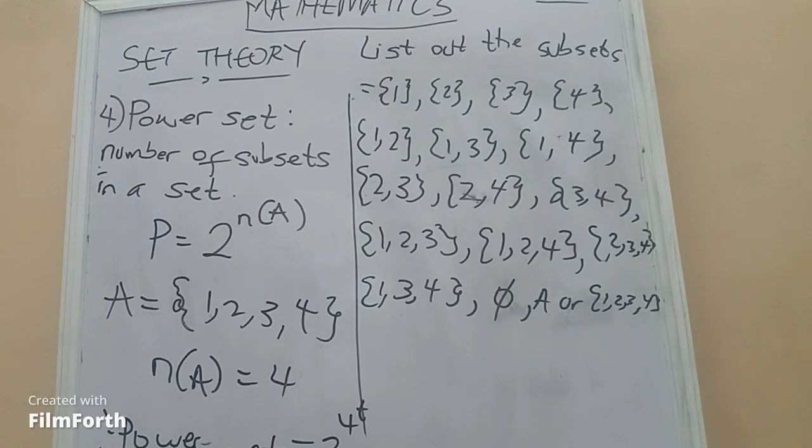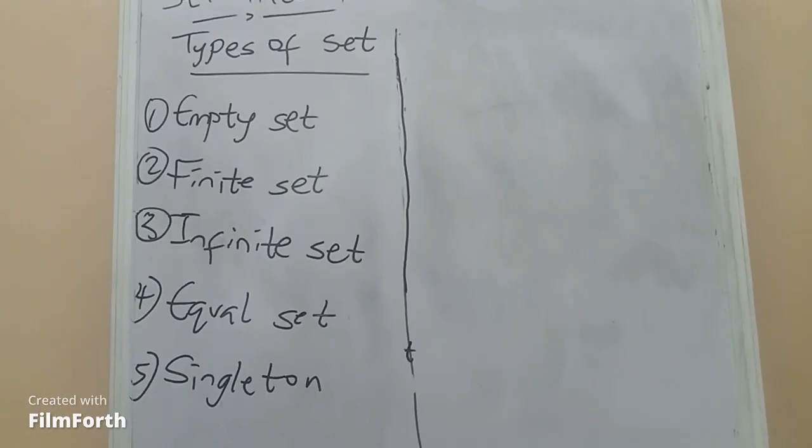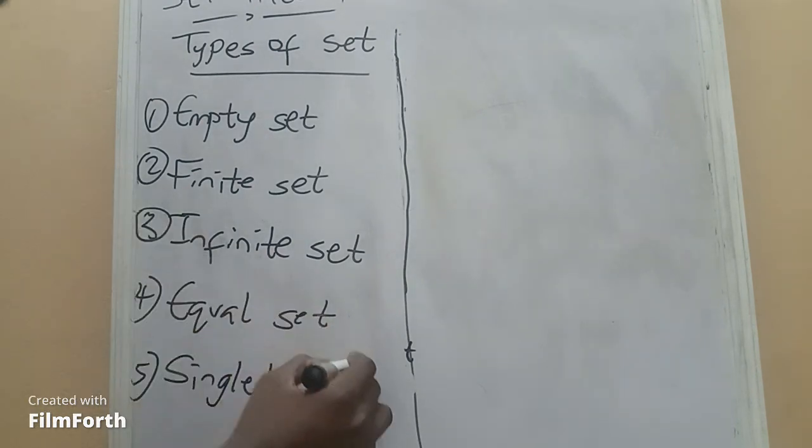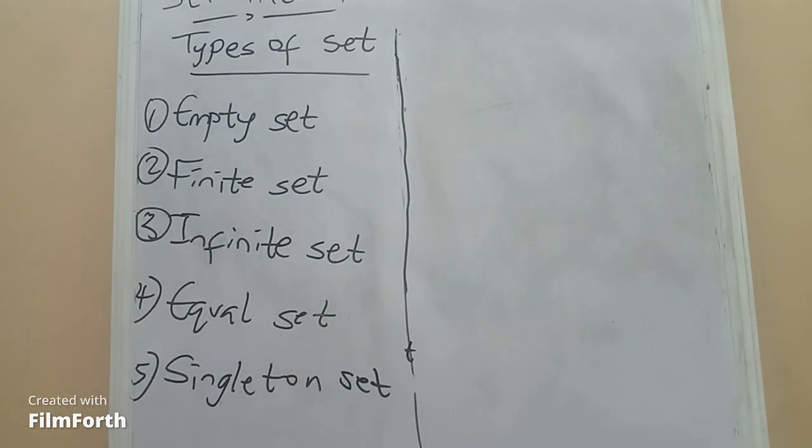Now, the next thing we are going to move on to is the types of sets. Basically, we have 5 types of sets. We have the empty set, the finite set, infinite set, equal set, and the singleton set. Now, let's take one after the other.